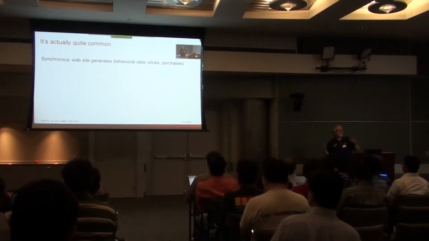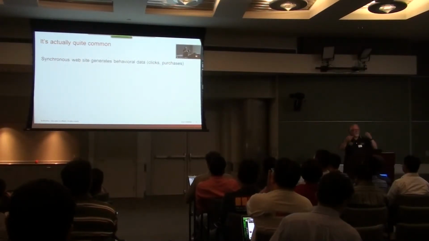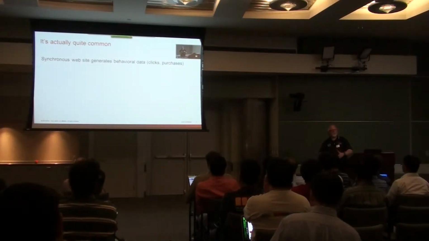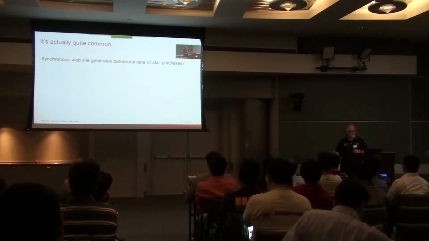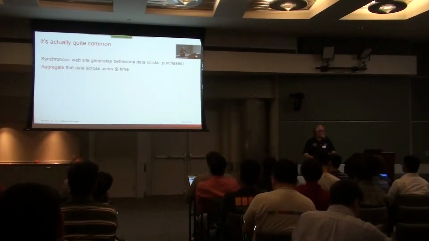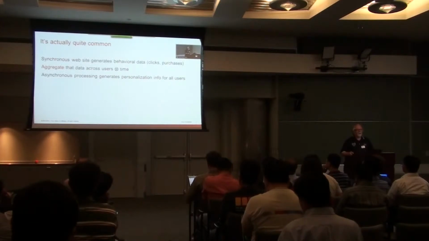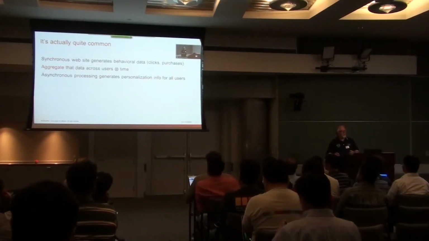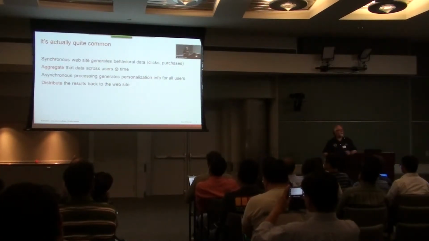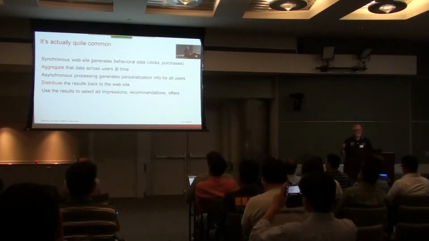We've all seen systems which look something like this, or most of us have, I think. You get a synchronous website, request response, generating behavioral data: clicks and purchases and mouse overs and browsing and so on and so forth. All of the behavioral data that's generated gets aggregated and analyzed. Then the results of that analysis get distributed back to the website system, which uses it to add impressions or recommendations or offers.